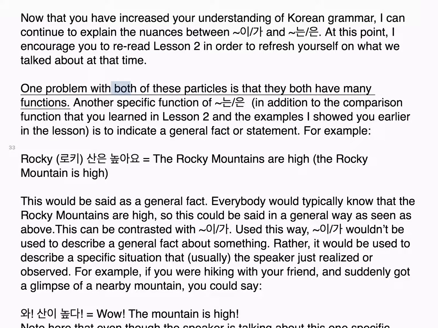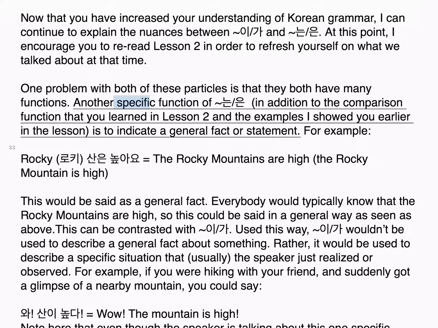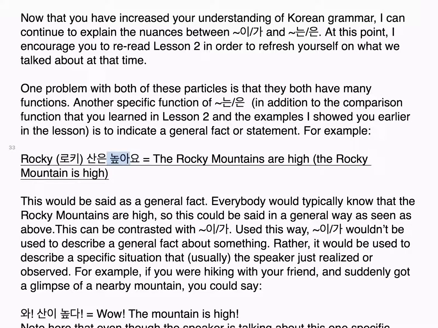One problem with both of these particles is that they both have many functions. Another specific function of 은/는, in addition to the comparison function that you learned in lesson 2 and the examples I showed you earlier in the lesson, is to indicate a general fact statement. For example, 로키 산은 높아요. The Rocky Mountains are high. The Rocky Mountain is high. This would be said as a general fact.